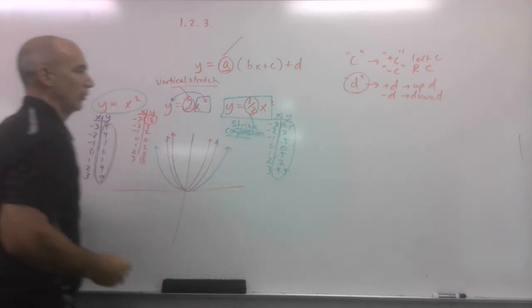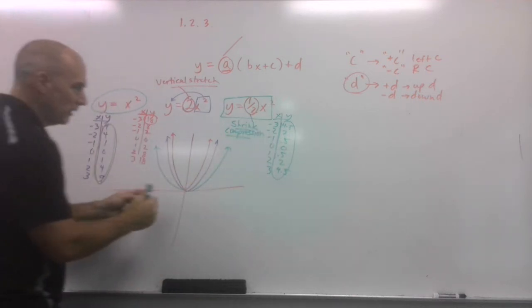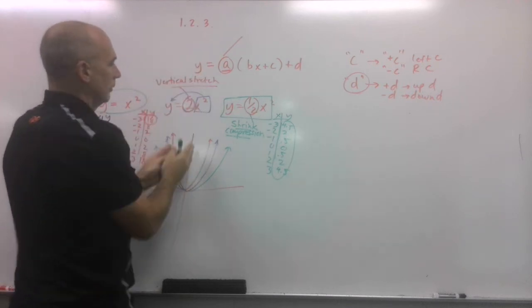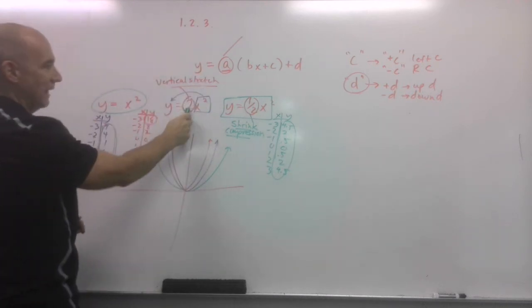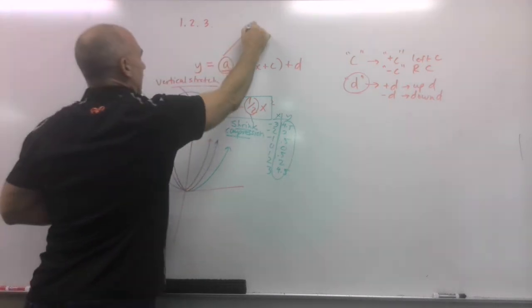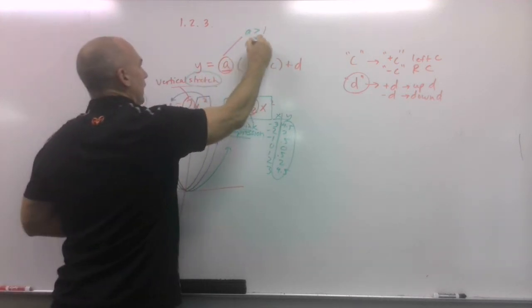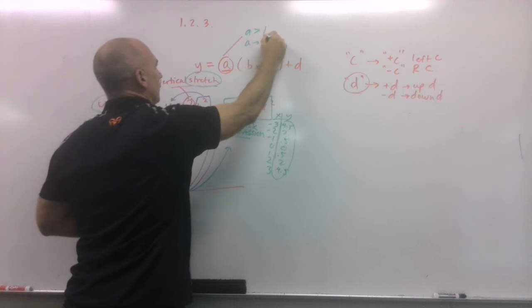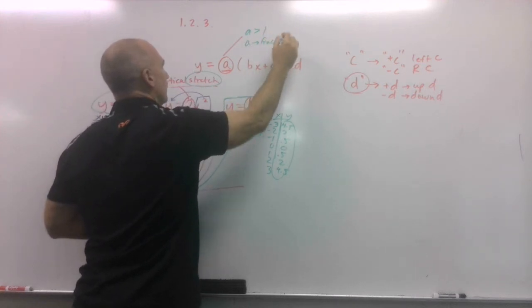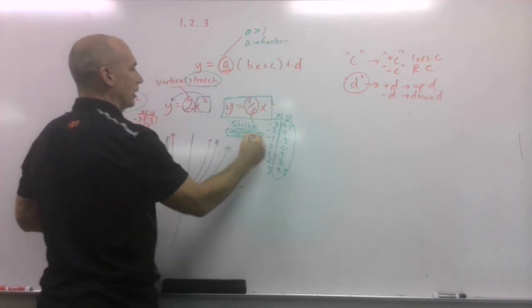Okay? So get used to that. If it goes up faster, it's a vertical stretch. That's when A, if A is greater than 1, it's a stretch. If A is a fraction, in other words, less than 1, that's going to be a shrink or a compression.